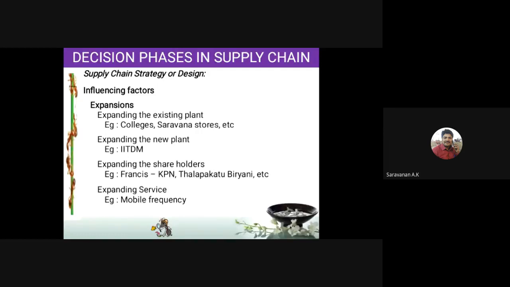Next thing is the stakeholders. Franchises, Thalappakatti Biryani, KFC, they are giving franchise to third parties. So these are some of the expansions of their business or their supply chain.